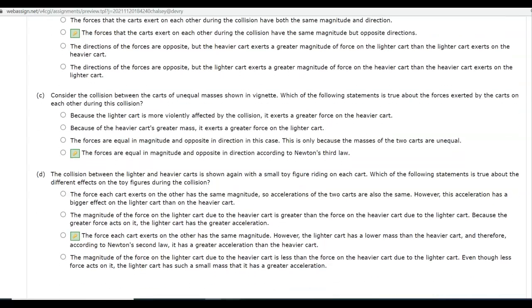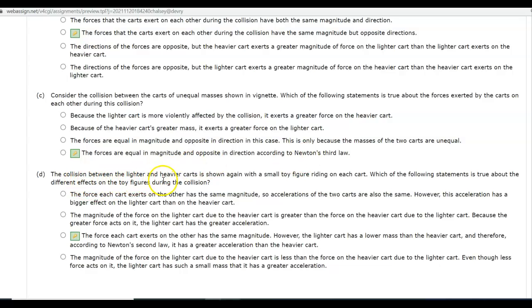And consider the collision between the carts of unequal masses shown in the vignette. Which of the following statements is true about the forces exerted by the carts on each other during the collision? The forces are equal in magnitude and opposite in direction, according to Newton's third law.